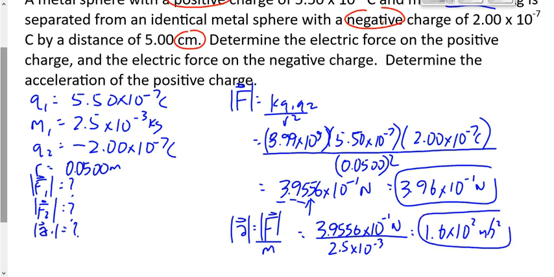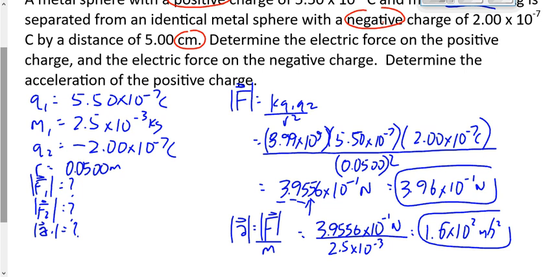Somebody tell me why I did 2 digits here. It's 1.6, yeah. Why did I do 2 digits for the acceleration versus 3 that I did for the force? Because mass is 2 digits. I used it to find the acceleration. I didn't use it to find the force.